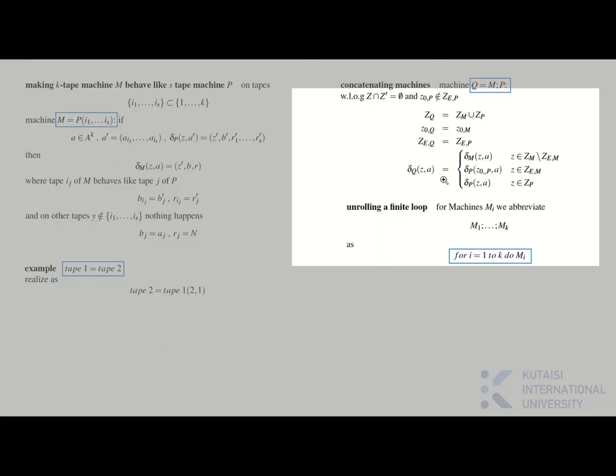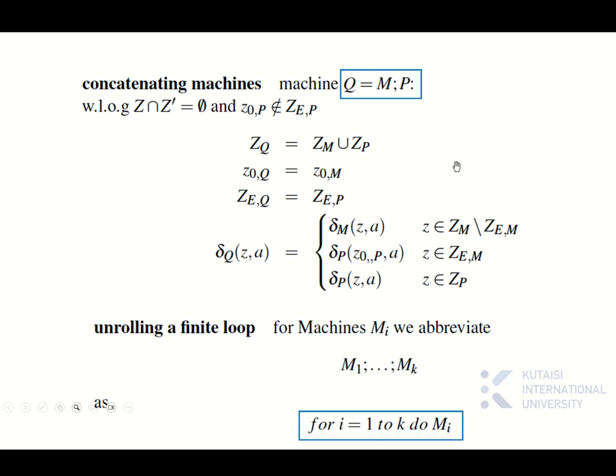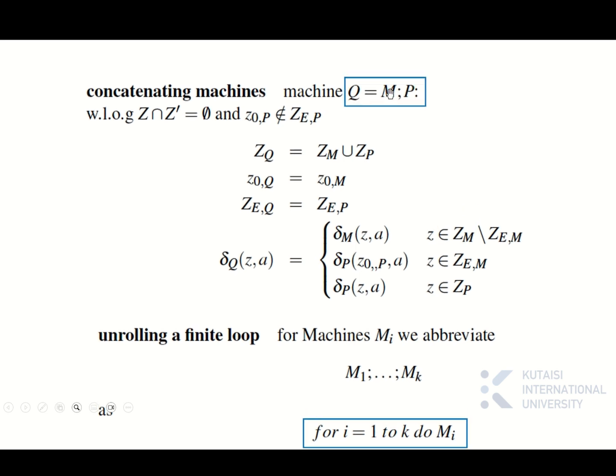So what do we mean by concatenating machines? It's exactly what I described for the regular machine. You start your first machine, and on the output of the first machine, you run the second machine. I write this machine with the name Q equals M semicolon P. So what is machine Q? Machine Q first runs machine M, and then once M is finished, runs machine P on the output of M.